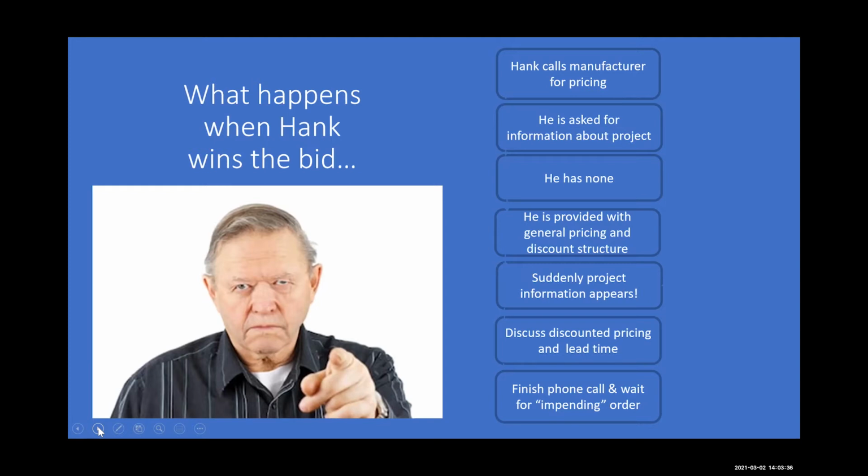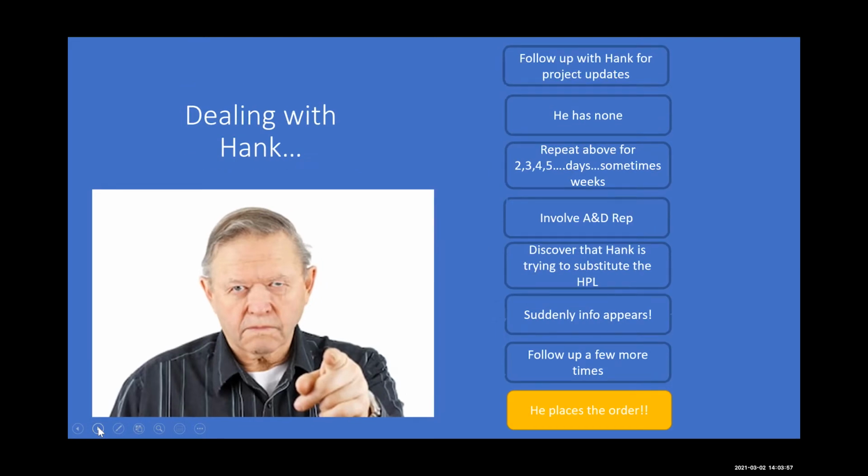General pricing is offered, and he is told that if he can provide project information, a discount structure can be applied. Suddenly, as if Hank is a magician, he offers the project information. So discounted pricing is offered, and he is assured that the material is available in as little as 3 days. He says that he will send a purchase order. But since Hank is not Aiden, that purchase order is never received, and with time ticking away, everyone waits.